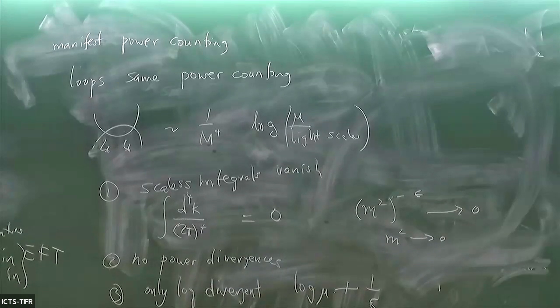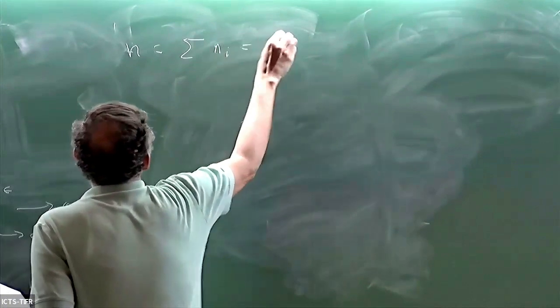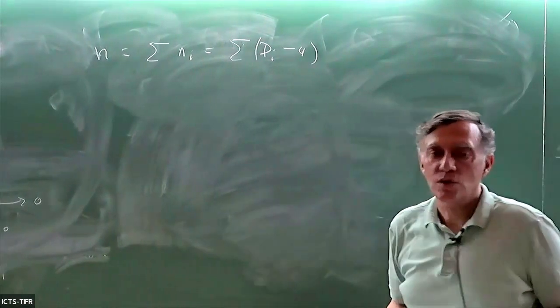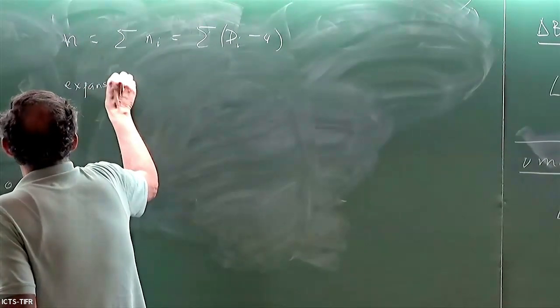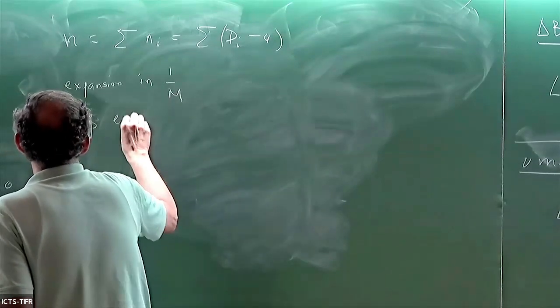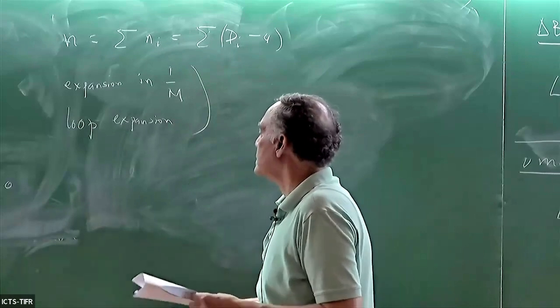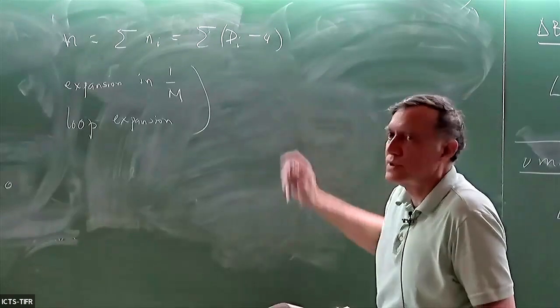Okay, so the formula we had, which was that the net power suppression n is the sum of ni, which is the sum of bi minus 4, is also valid for loops. So our EFT has a double expansion. One is an expansion in powers of 1 over m. And we have a loop, assuming perturbation theory is valid, we have a loop expansion as well. And they're consistent with each other. That is, you can read off the powers explicitly, and then you can read off the loops, or you can work to some fixed number of loops and do the calculation.